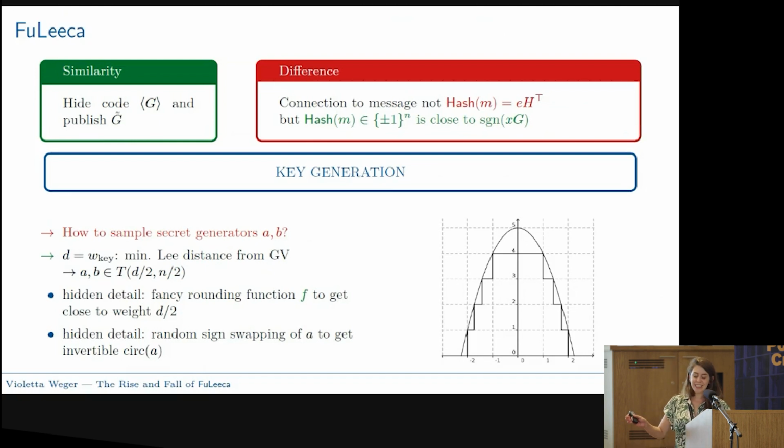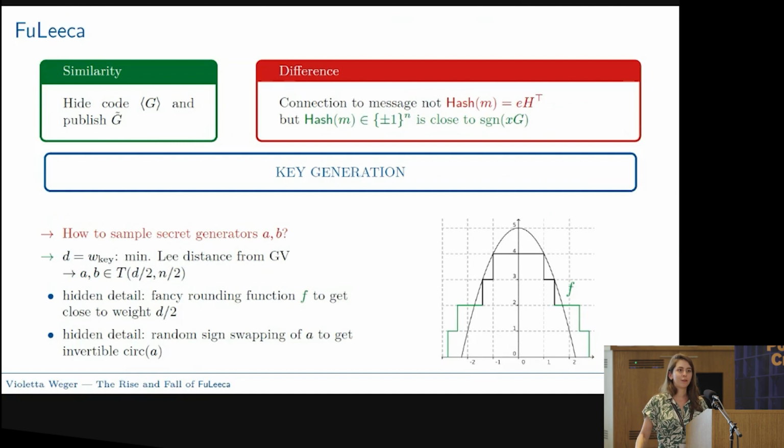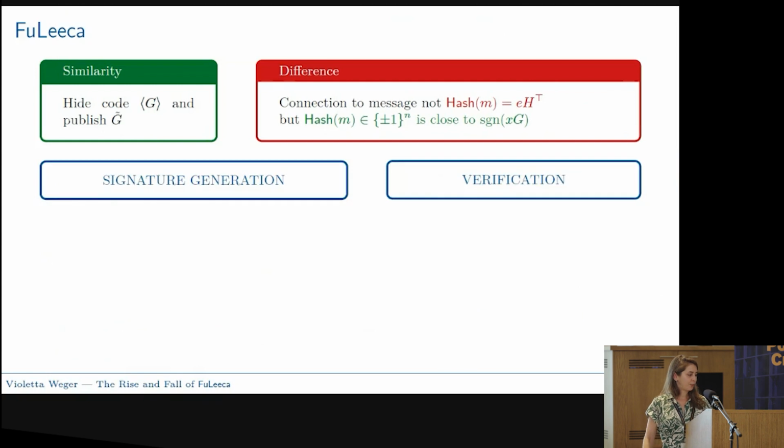There is a hidden detail. We cannot simply take it from the distribution. We need to add some fancy rounding function in order to get close to the actual target weight. There is another hidden detail. If we would simply take A from that, it would be balanced around 0, and you would never get an invertible matrix, so we do a random sign swapping, and then it works. But these facts are not so important, so they're hidden.